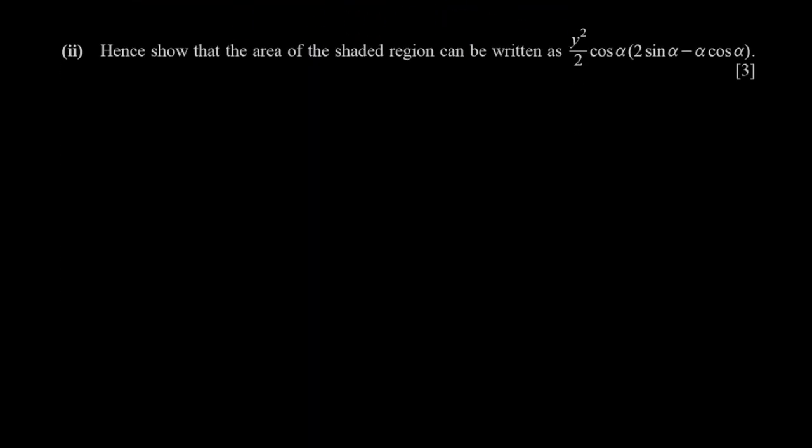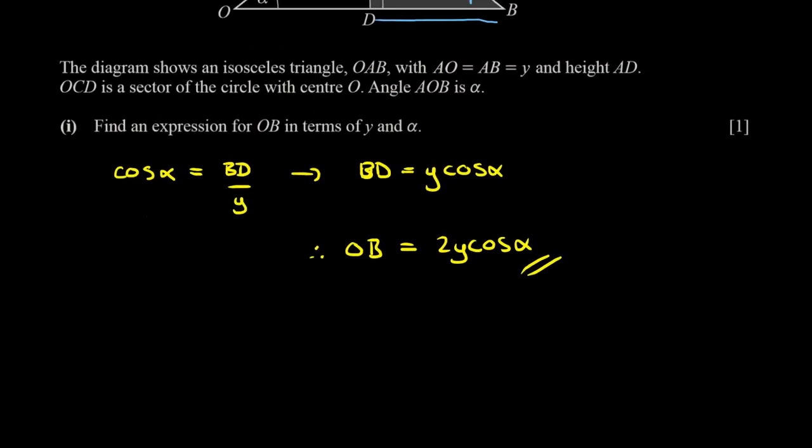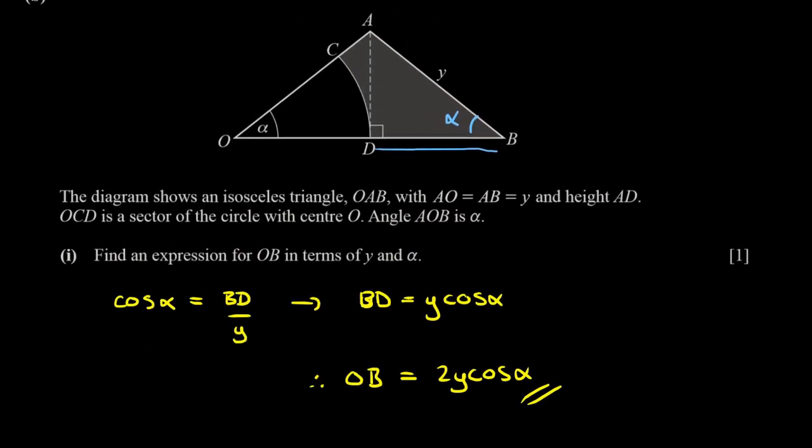Okay then. Hence, we want to show that the area of the shaded region can be written as this thing here. How are we going to find the area of the shaded region? We want to find the area of the triangle, this whole thing here, minus the area of the sector. To find the area of the triangle, we can just use half base times height. I think it's going to be the easiest thing.